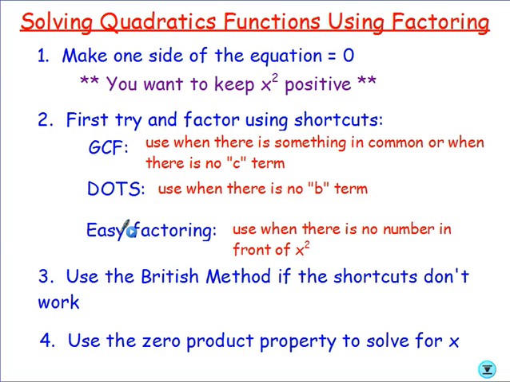Now we know there's going to be plenty of problems that these shortcuts don't work on. So, like step number 3 says, use the British method if the shortcuts don't work. That is all the same steps that we learned a couple classes ago. The final step, which is the new stuff, is we use the zero product property to solve. That's where you take your two parentheses and set them both equal to 0, like we just did. So let's take a look at some examples.